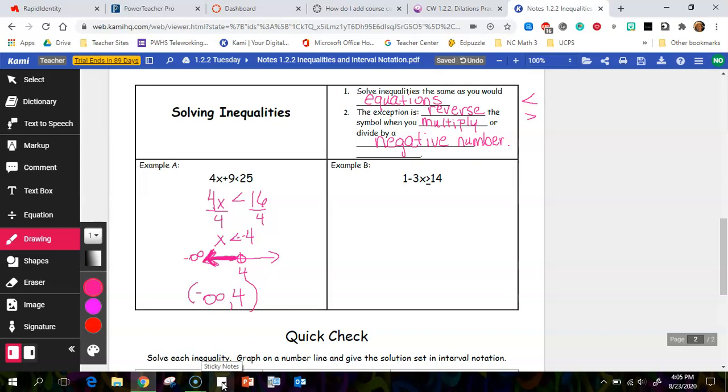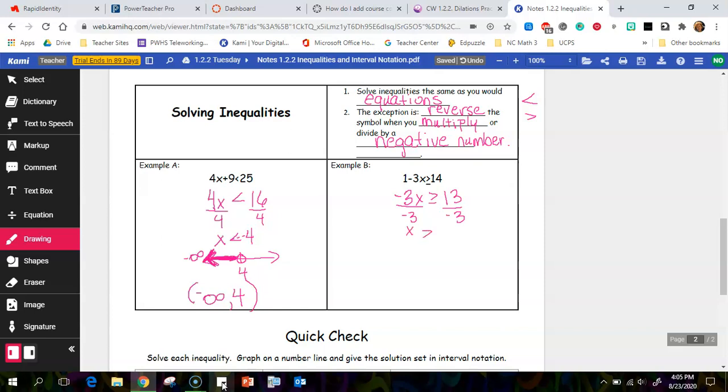Okay, so let's look at this one. 1 minus 3x is greater than or equal to 14. So I have a negative 3x, I have a positive 1. I'm going to subtract 1 from both sides. Negative 3x is greater than or equal to 13. Yep. Okay, this time I'm dividing by a negative number. So I'm going to reverse this symbol.